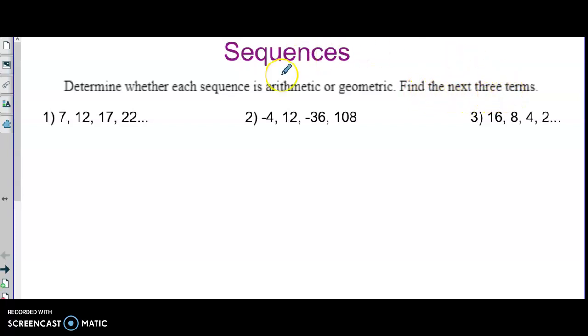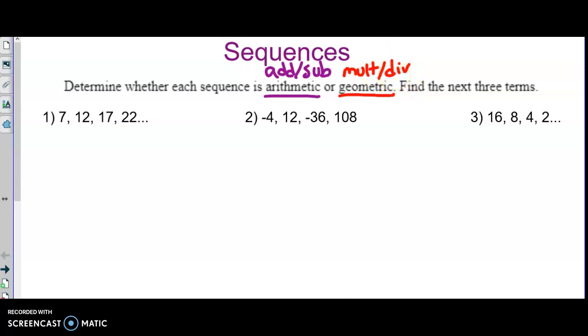So remember, this word arithmetic starts with an A, and that's an easy way to remember that you have to be adding or subtracting the same number every time to be arithmetic. And then for geometric, you're going to be multiplying or dividing the same number every time.